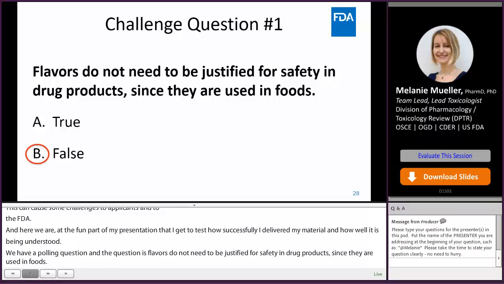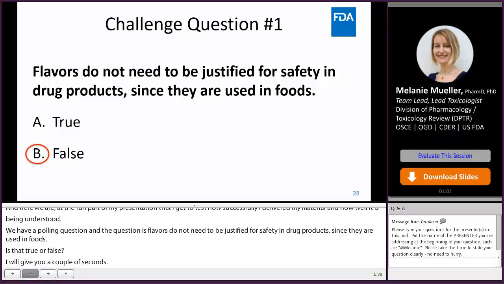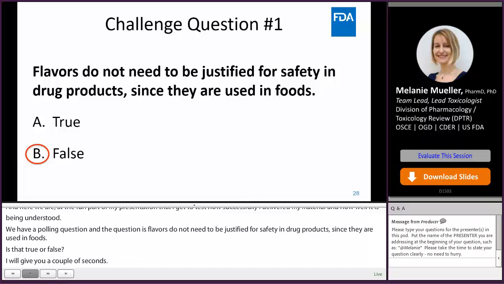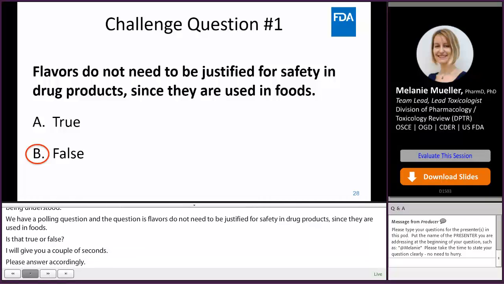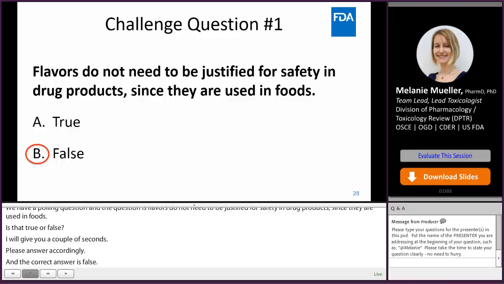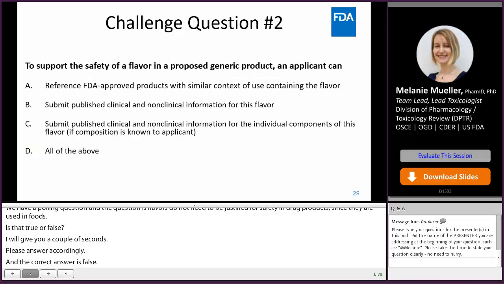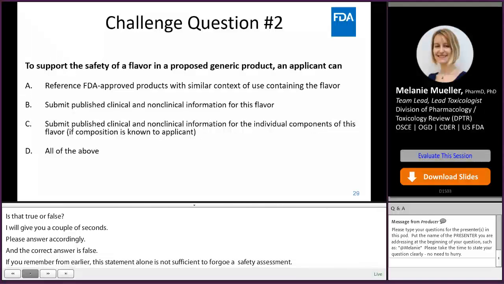And the correct answer is that is false. If you remember from earlier, a GRAS statement alone is not sufficient to forego a safety assessment. For polling question number 2, I would like to know the following. To support the safety of a flavor in a proposed generic product, an applicant can A.